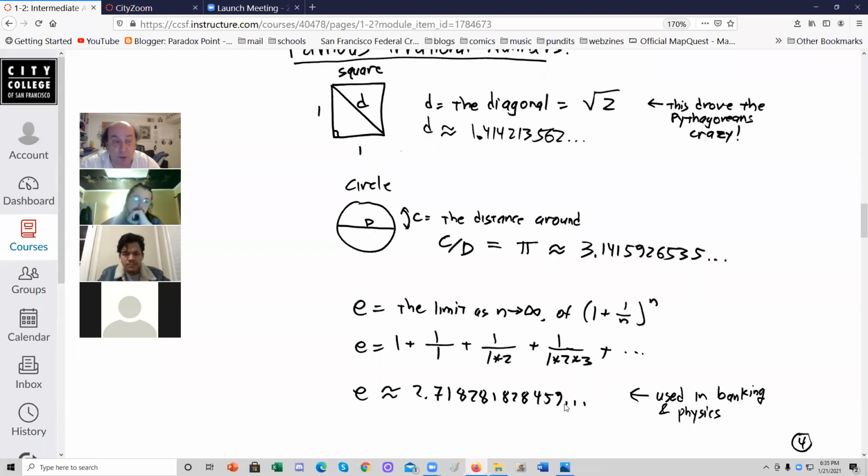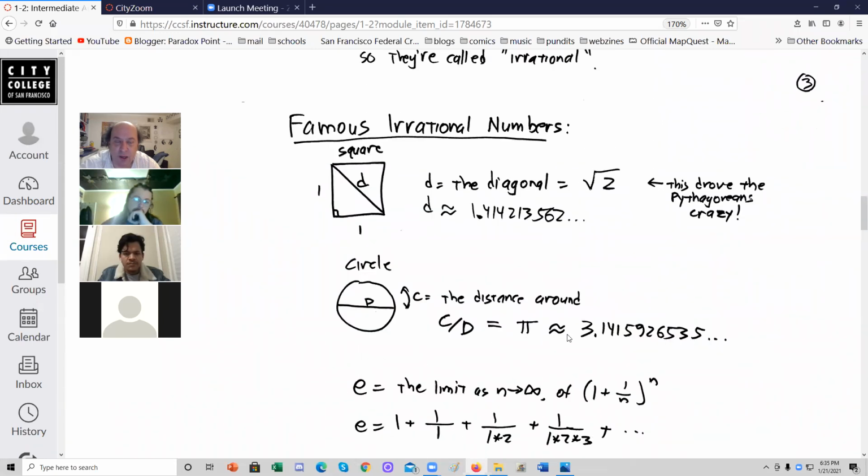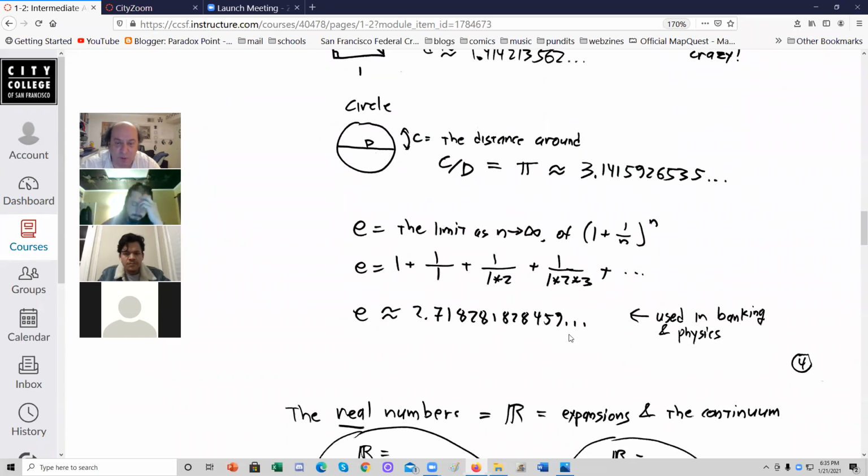This is a big important number. It's used in banking and physics and biology. Basically, anywhere there's some kind of exponential growth going on, E will show up. It turns out that E and pi have some curious connections. We'll see more about that later.